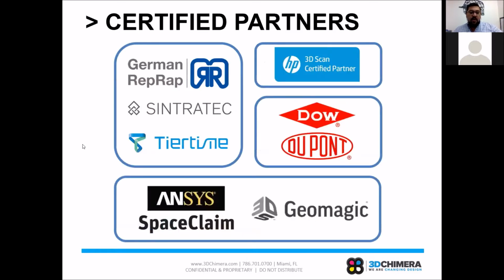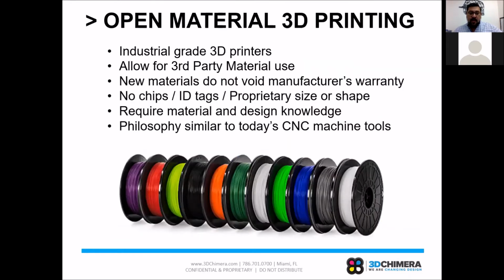So we work with a wide variety of manufacturers and brands here. On the 3D printing side, the three lines that we mainly work with are the German RepRap, the Sintratec, and the Tiertime printers. As far as software goes, we work closely with the ANSYS SpaceClaim and Geomagic software. We work with HP on the 3D scanning side and lots of different materials companies, which you'll learn today. A couple of our favorites are Dow and DuPont, who we have a nice close relationship with.